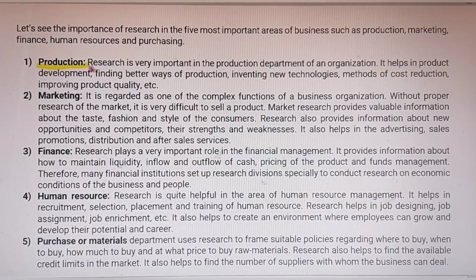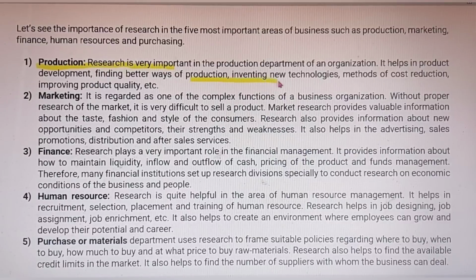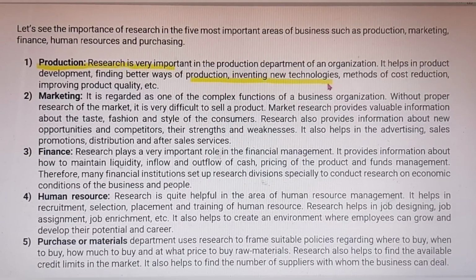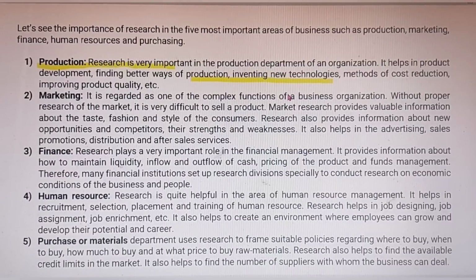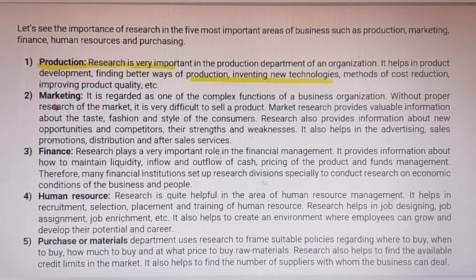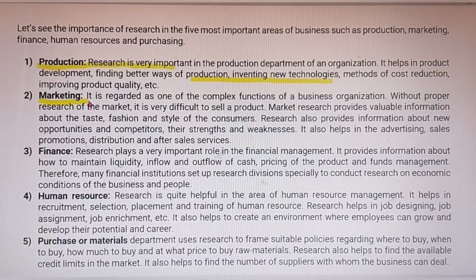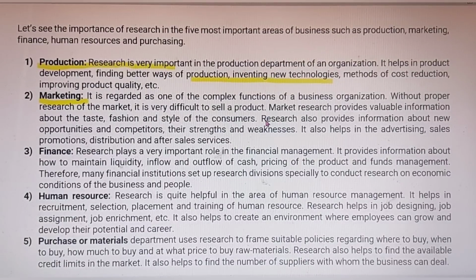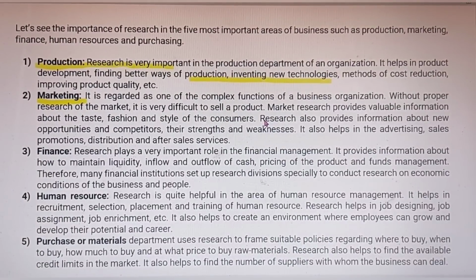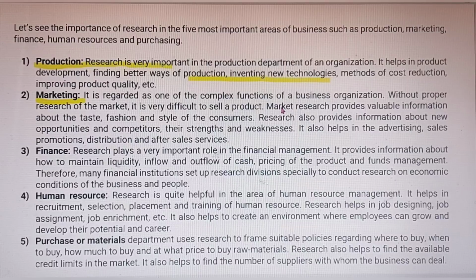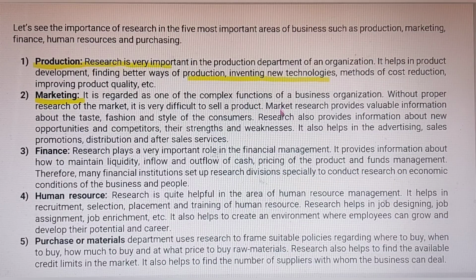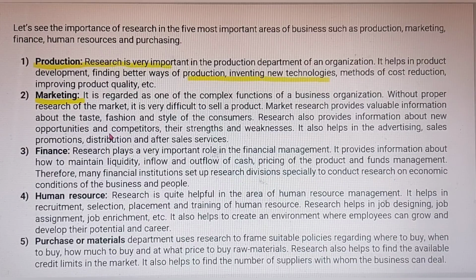Like in the production department, it plays a very important role in finding production methods and inventing new technology, all to improve the quality of the goods and to reduce the cost. Again, in the marketing department, research plays a very important role, because marketing is one of the most complex functions of a business organization, and without good research, it is very difficult to sell in the market and stand up to the competition. So you must understand the strengths and weaknesses of your competitors.